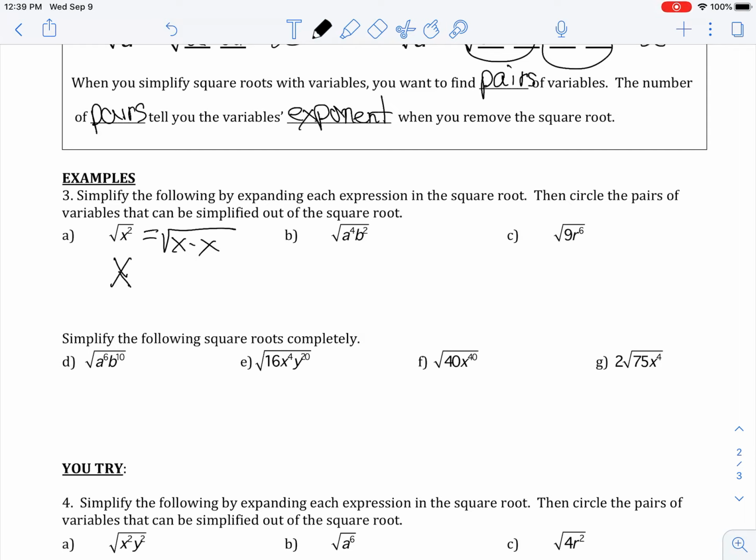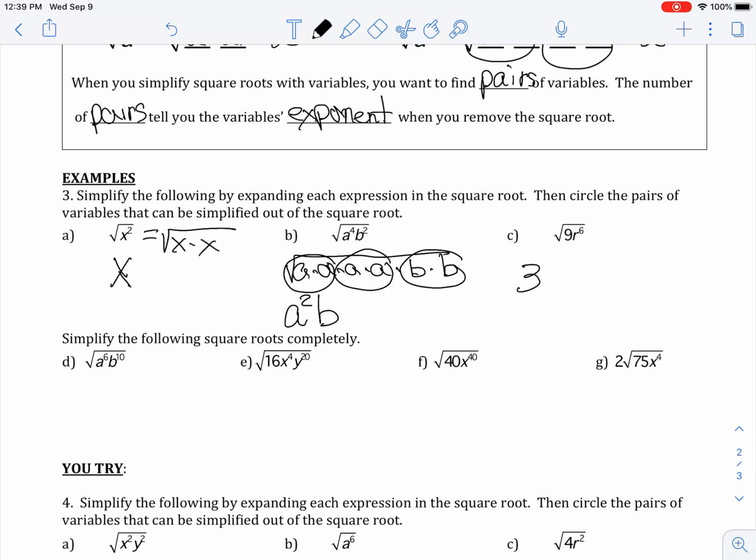For b, we have the square root, and again 4 a's, because it's a to the fourth, and 2 b's. Here's one pair, here's a second pair. So that means the exponent on a is 2, one pair of b's, 1b comes out. I'm going to let you go ahead and try C on your own, and you can put your answer in Edpuzzle.